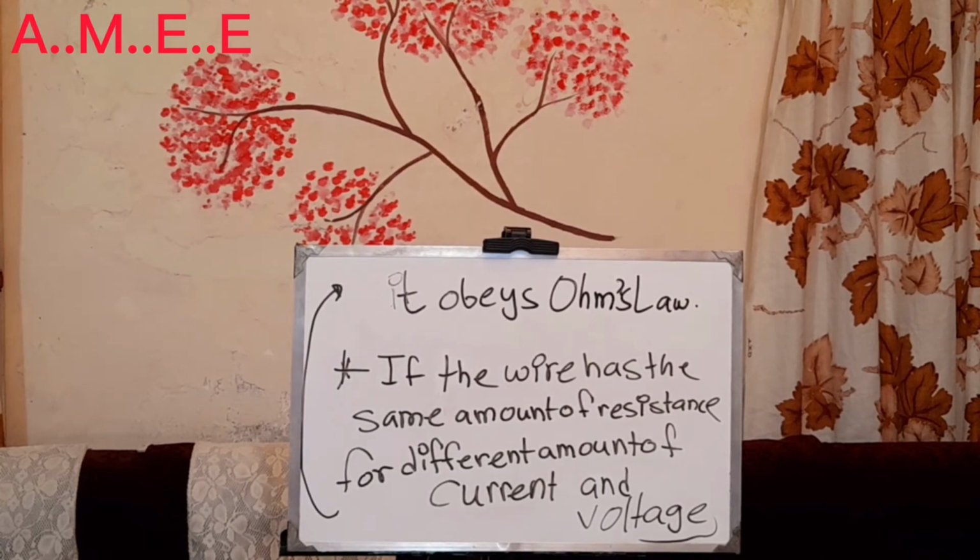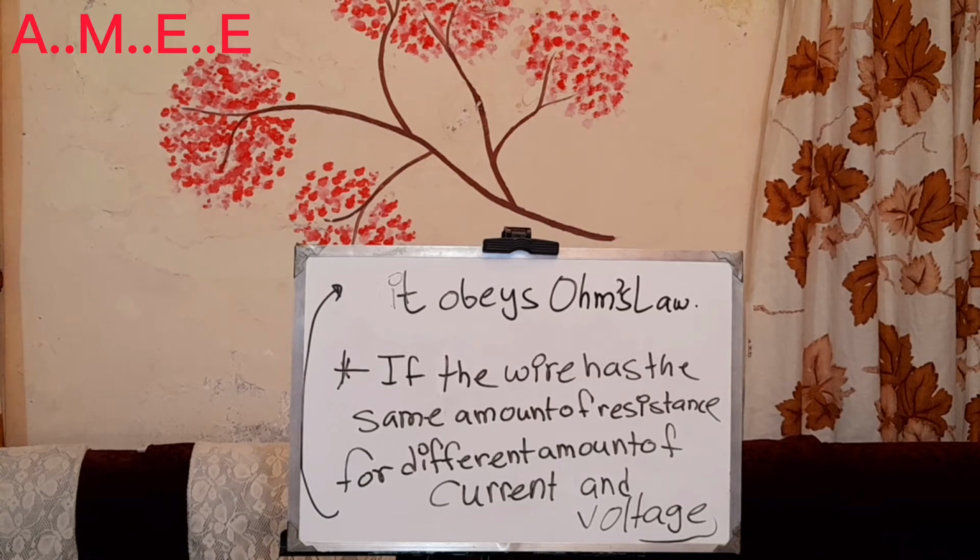So the remaining part is this. Let me repeat the whole second point one more time. If the wire has the same amount of resistance for different amounts of current and voltage, it obeys Ohm's law. Now, Ohm was the name of the scientist who, well, he actually didn't invent resistance. Resistance was there from the beginning, but he discovered it and did some experiments and found the formula that resistance equals voltage by current.